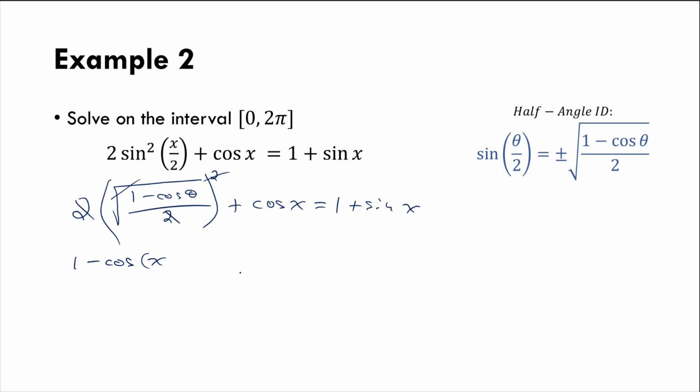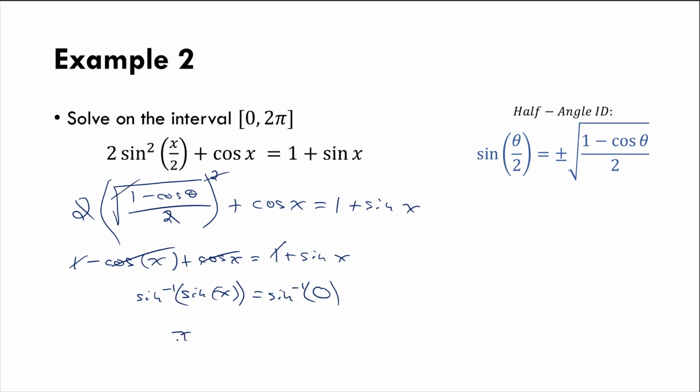I'm left with 1 minus cosine x plus cosine x is equal to 1 plus sine of x. I've got positive and negative cosine x, so those will cancel out. I've got 1 on each side of my equation, and that'll cancel out. So I'm left with sine of x is equal to 0. I'm asked to solve, so let's take the inverse sine of both sides. x is going to be equal to the inverse sine of 0. On the interval, don't forget the interval, 0 to 2 pi.